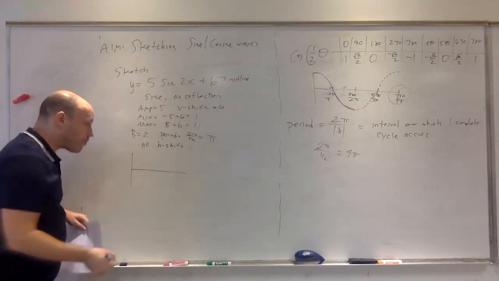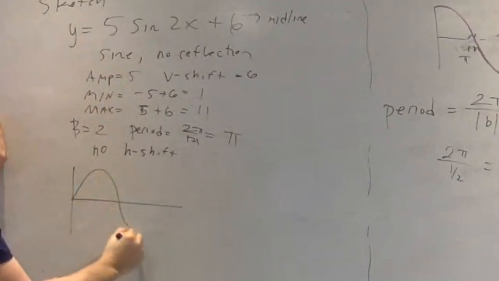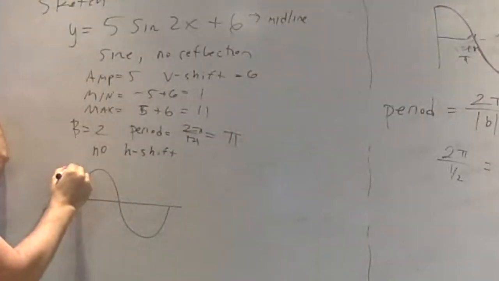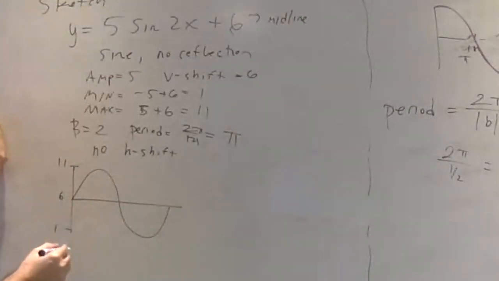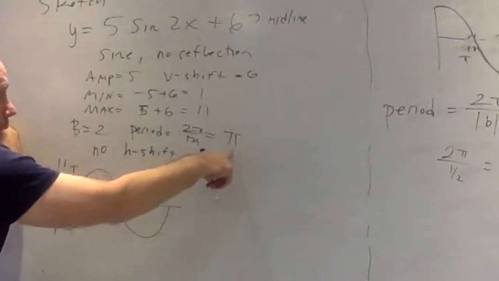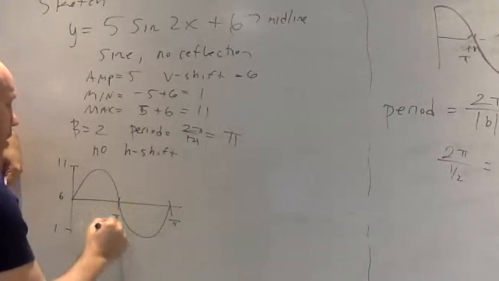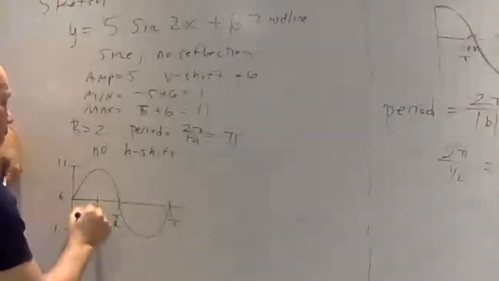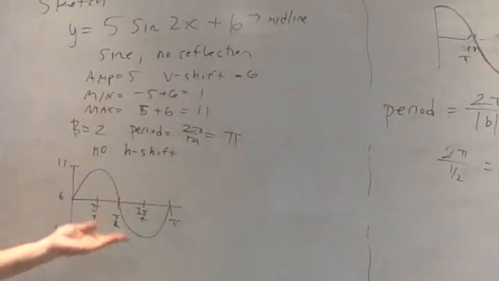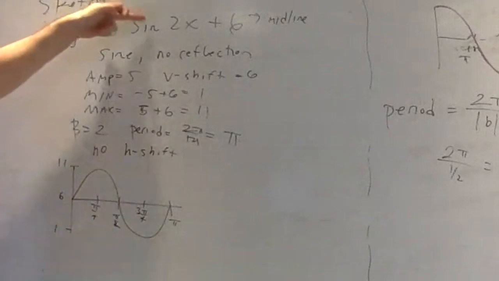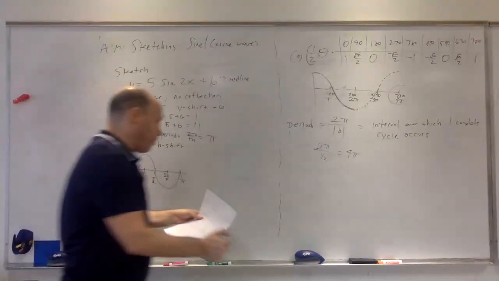Draw your regular axis. We have a sine wave with no reflection. Draw a sine wave in. This is your max. This is your min. This is the midline. The period is pi. So this is your pi. This is your pi over 2. This is your pi over 4. And this is your 3 pi over 4. And you have just sketched the graph of 5 sine 2x plus 6. Done. Let's try another one.